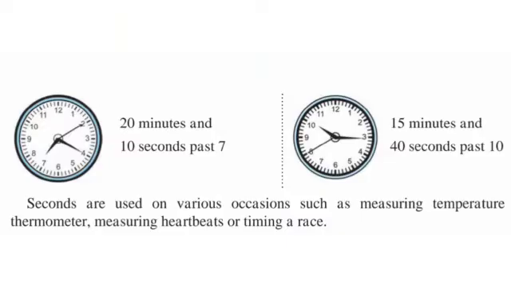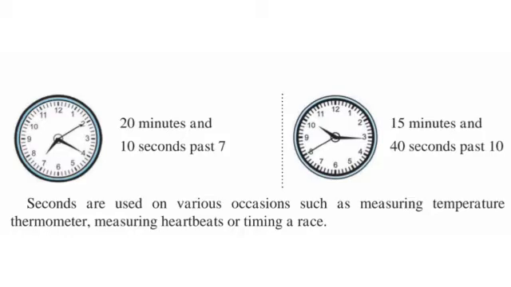Now see some examples to learn about seconds. In the first example, the clock shows the time 20 minutes and 10 seconds past 7. Now how do we tell this time? See the position of the second hand at 2, and the parts between 12 and 1 are 5, and 1 and 2 are 5. So between 12 and 2 there are 10 parts. So we tell 10 seconds.